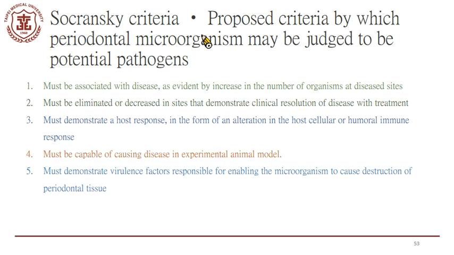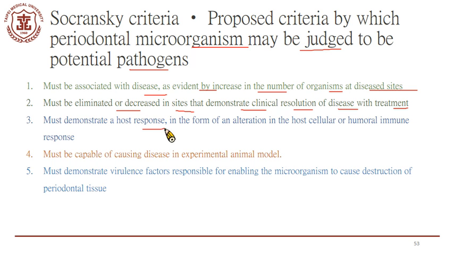Of course, we have other, better criteria, proposed by which periodontal microorganisms may be judged to be potential pathogens. So which ones could actually make you have the problem? They must be associated with disease, as evidenced by an increase in the number of organisms at disease sites, so it's by correlation. They must be eliminated or decreased, demonstrating clinical resolution of disease with treatment. It means that if you found it in a patient that has the disease, you treat the disease and then measure whether you find that bacteria again. And if it has decreased, oh, it was this bacteria creating this problem.